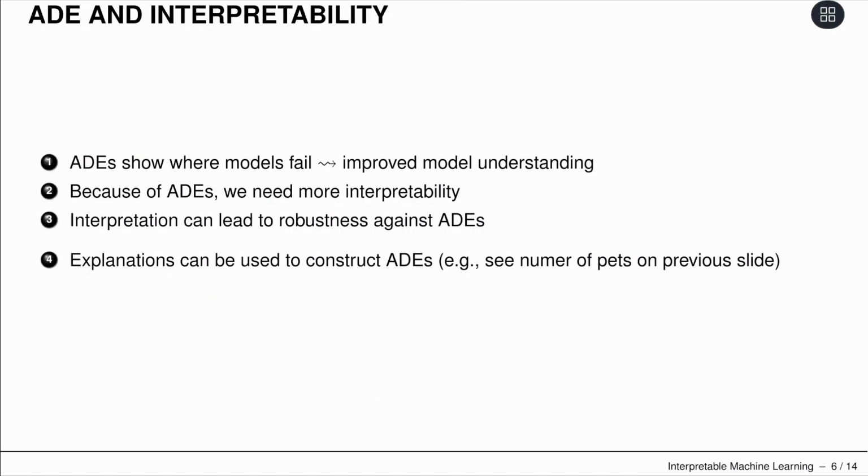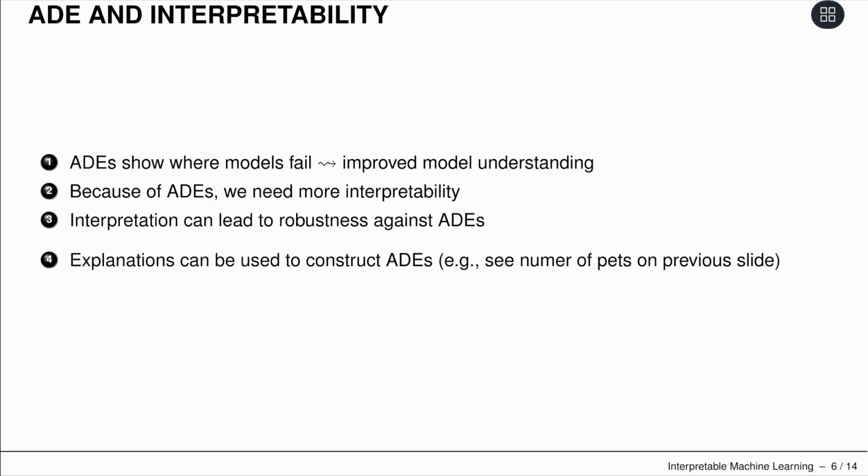So how does an ADE now relate to interpretability? Quite simple, saying that ADEs show where the model fails, right? And that should improve your understanding, because now you can really go and check, okay, for that example, it was not doing what you intended to do. Can we fix it? Do we need more training data? Do we need a different architecture or whatnot, right?